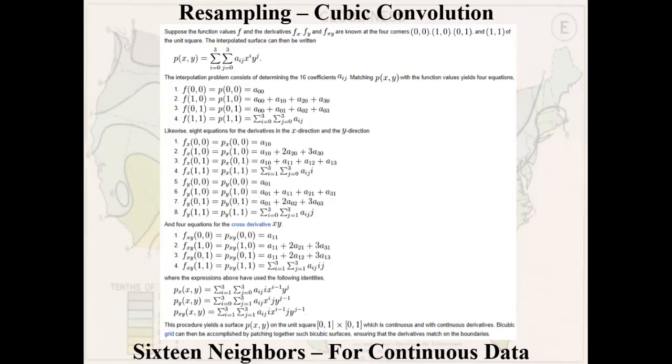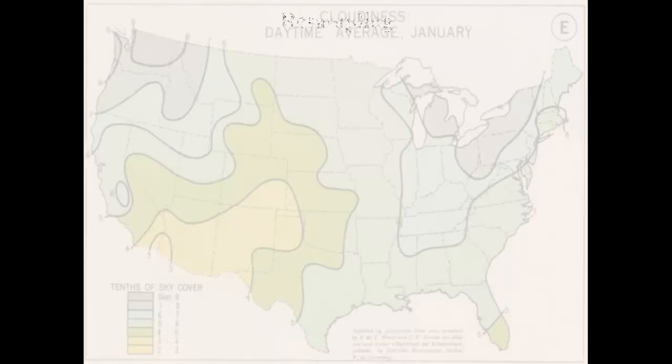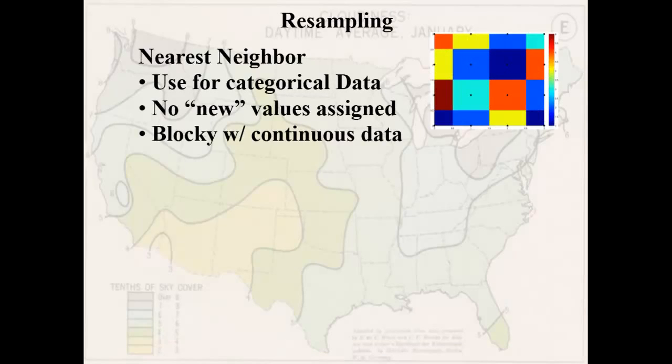Okay, we can do what's called cubic convolution. Bilinear interpolation used 4 neighbors. Cubic convolution is going to use 16 neighbors, and it's going to fit a cubic equation and do the interpolation that way. Okay, I won't go through the details of cubic convolution because it's kind of complicated, a lot of math.